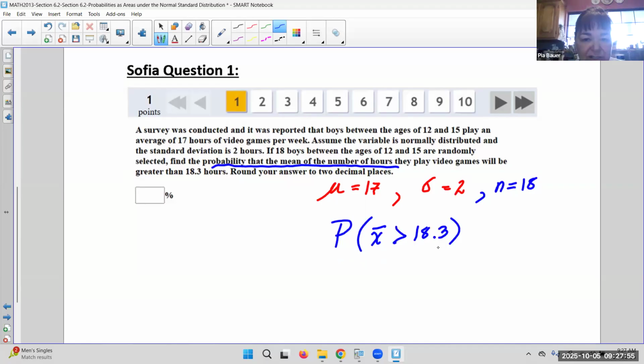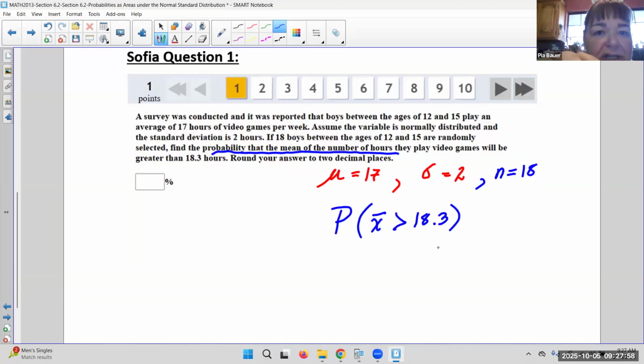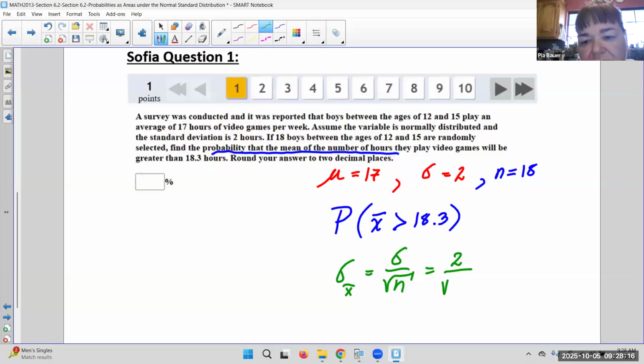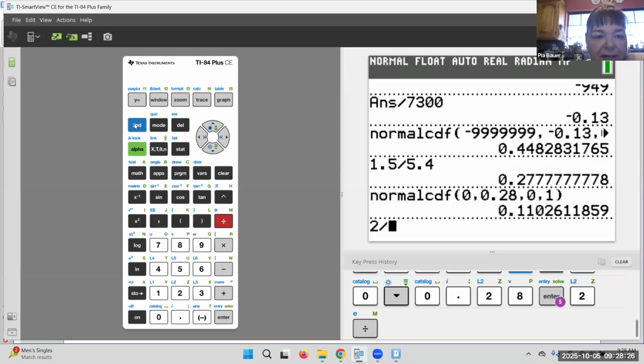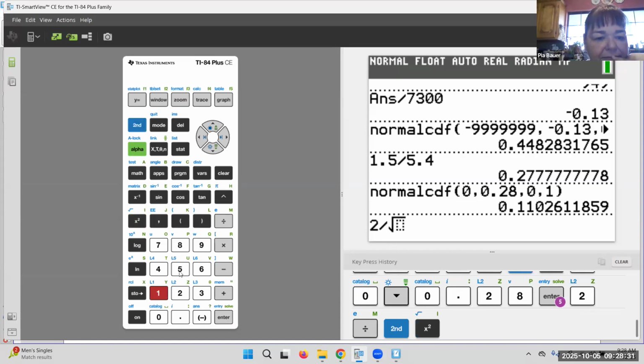So to find the z-score, we need to make certain adjustments. So the first adjustment is to find that standard error of the mean, which adjusts the population standard deviation, and is sigma divided by the square root of n, the sample size. So that will be this population standard deviation divided by the square root of the sample size. So I have 2 divided by the square root of 18.